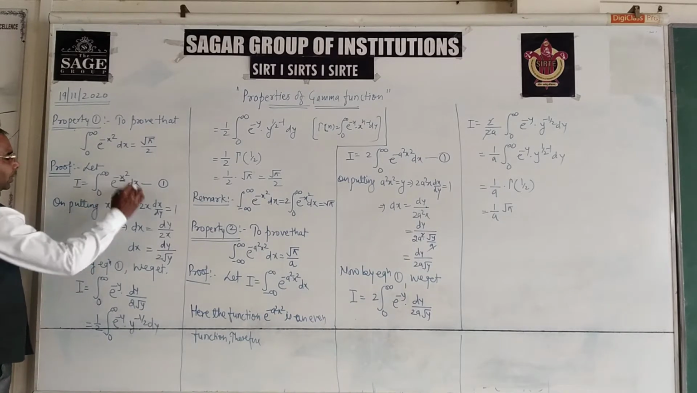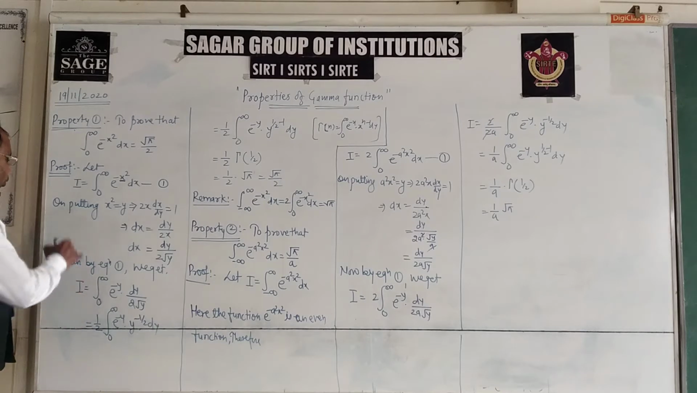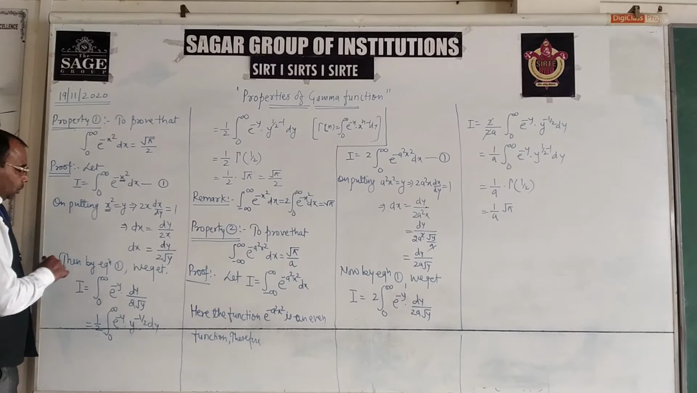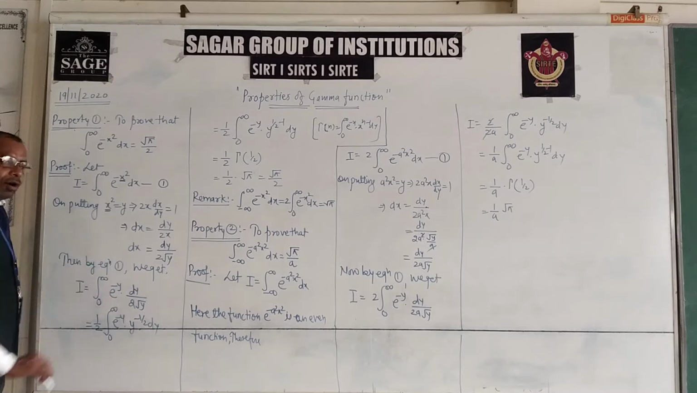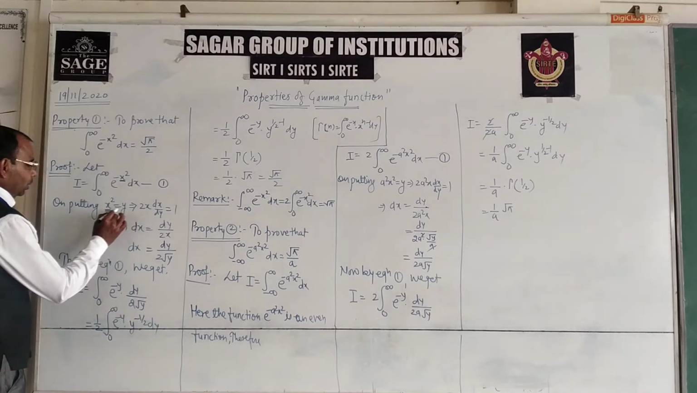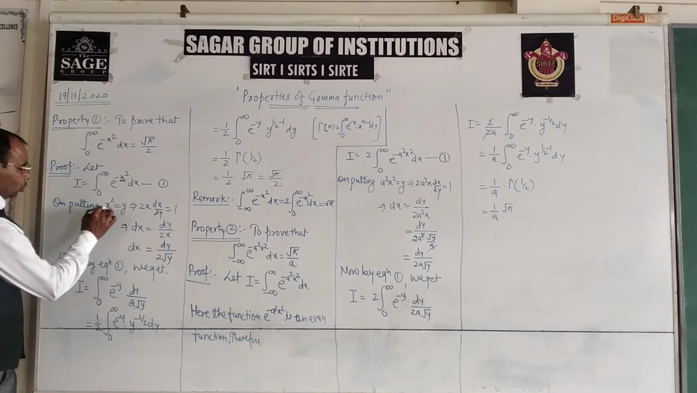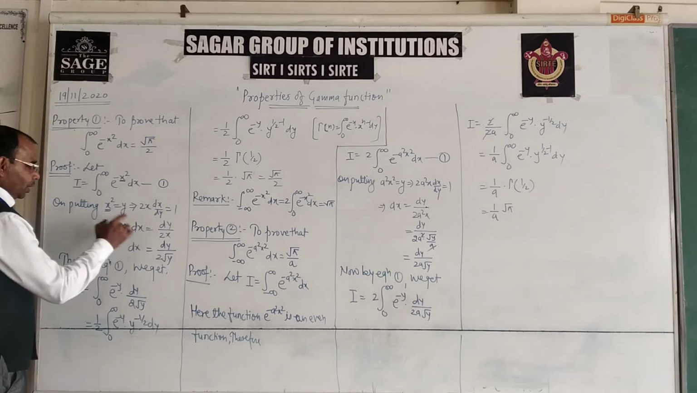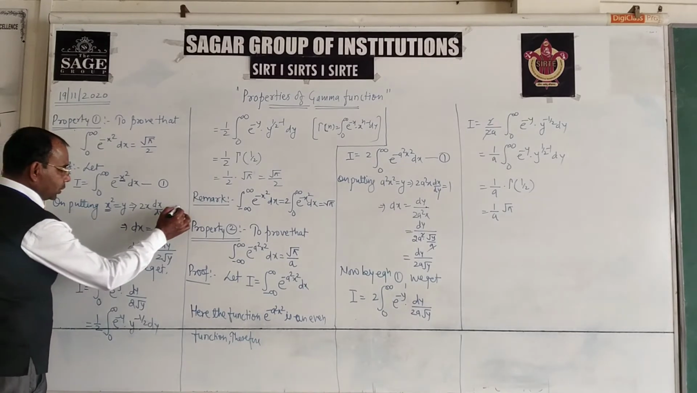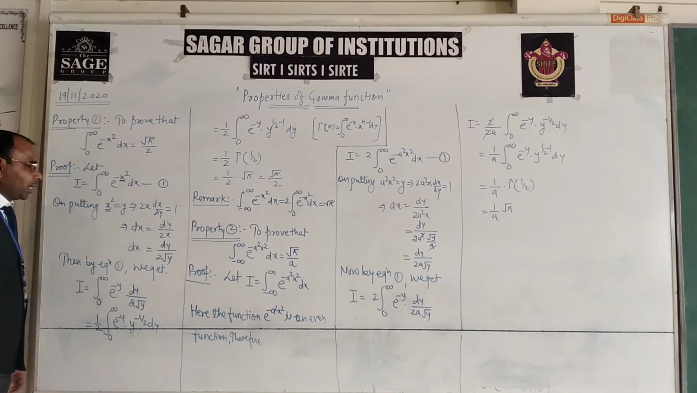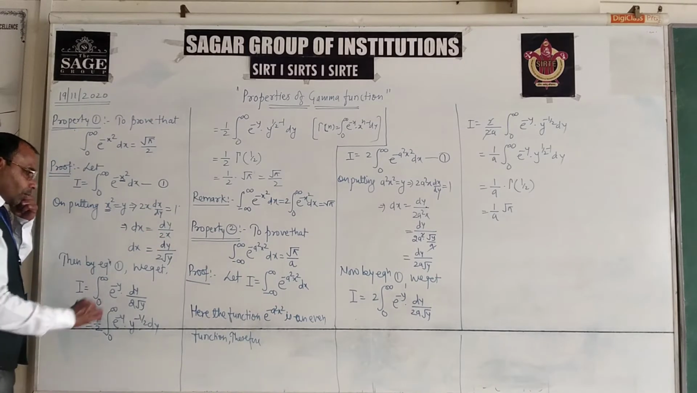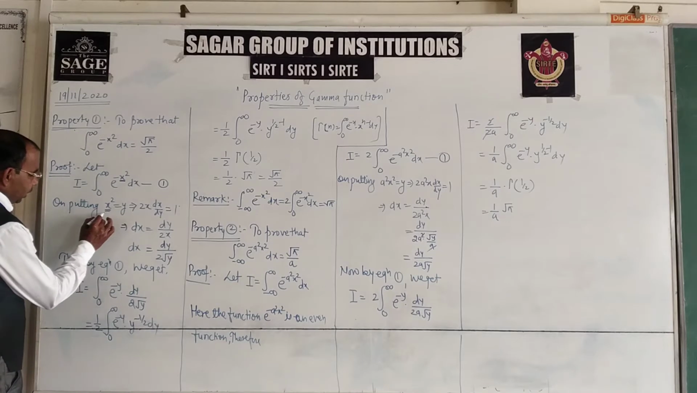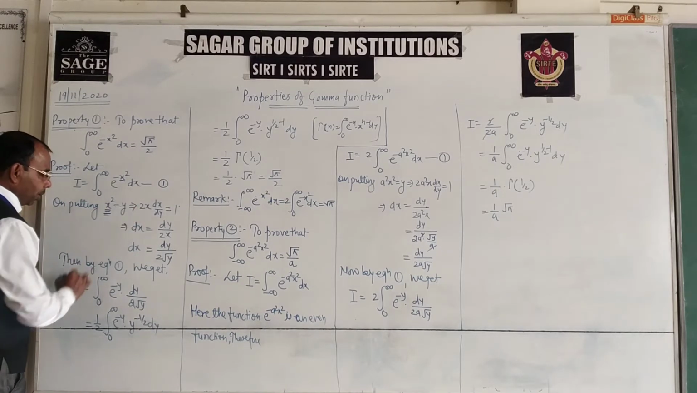Therefore, x square is the substitution term. On putting x square equal to y, the variable x is changed into the variable y. On differentiation with respect to y, we get 2x dx upon dy equal to 1. Therefore, dx is equal to dy upon 2x, with 2x in the denominator. And all terms change into the form of y.